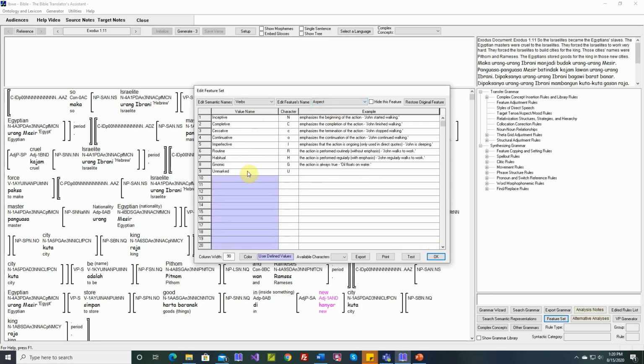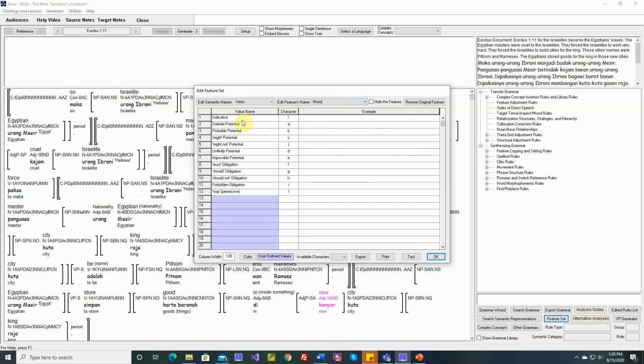Aspect. These are the usual values for aspect. Inceptive, meaning something started. Completive, meaning something's finished. Continuative, meaning it's ongoing, someone's continuing. Imperfective, meaning the action is still going on now. Routine, meaning someone does it routinely, but we're not really emphasizing that. John walks to work. Habitual is more emphasis than routine. John regularly walks to work. John habitually walks to work. Something like that. And gnomic is always paired with timeless. Oil floats on water, things like that.